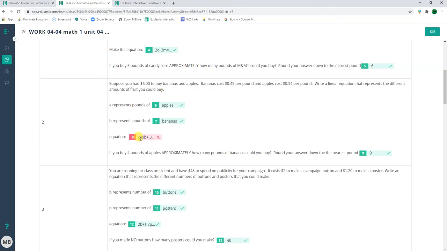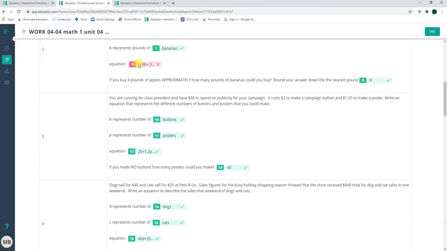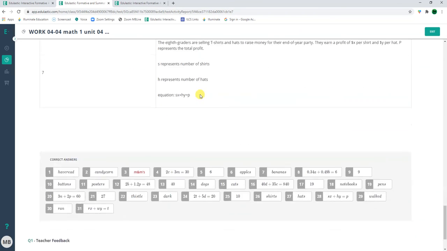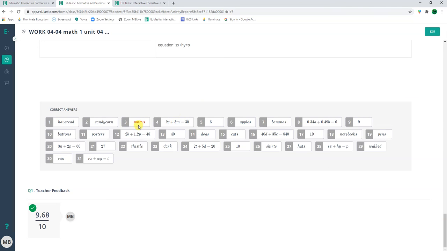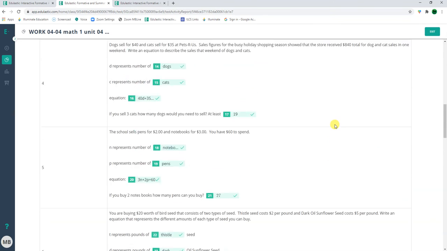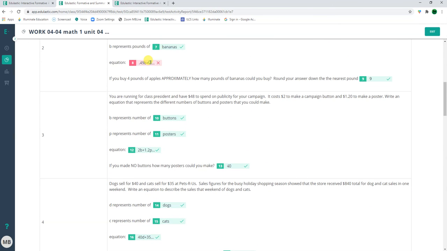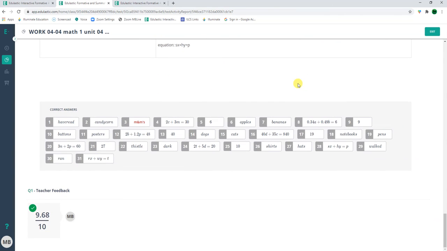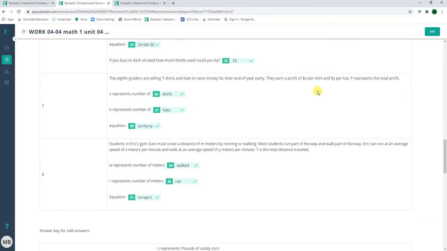So right down here, it doesn't like that one. See, it's number 8. So let's come down here and find 8. 0.34a plus 0.49b equals 6. What did I mess up with this? I don't even know. I can't even see my answer. So I don't know what I did wrong.